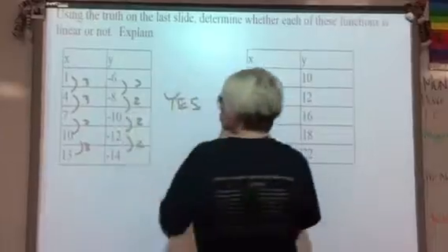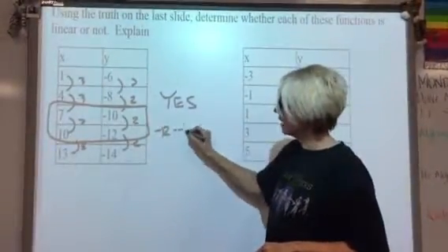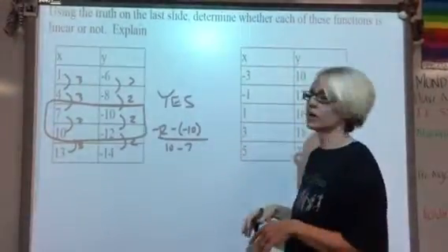And another thing you could do is you could actually pick some points and do -12 minus -10 over 10 minus 7 and get the actual rate of change if you wanted to.